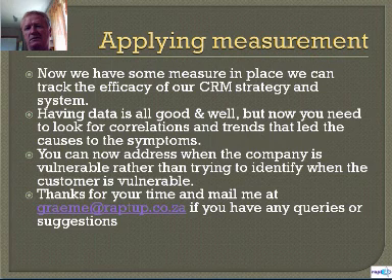And finally, it's one thing having the measures, but you also need to apply them. We now have measures in place that we can use to track the efficacy of our CRM strategy and system. But having the data is all good and well, now you need to look at correlations and trends that led to the causes of the symptoms in the first place. This is where you're going to get the real value out of these ratios and your CRM system. You can now address when the company is vulnerable, rather than trying to identify when the customer is vulnerable and it's already too late. And that's my closing line.